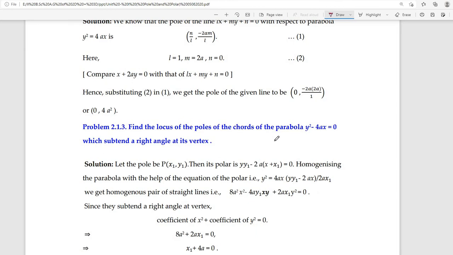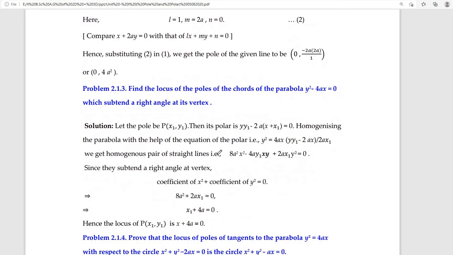Then find the locus of poles of the chords of the parabola which subtend a right angle at the vertex. The moment you see the wording locus of poles, you will have to start like this. Let the pole be P(x1, y1). We don't have any other curve here, so with respect to this parabola only we have to write out the polar, which is with respect to y square equal to 4ax.